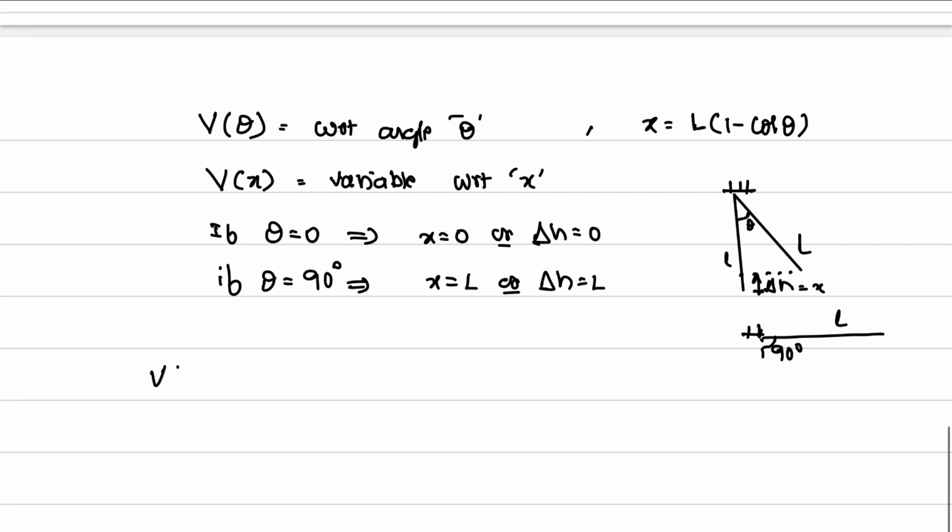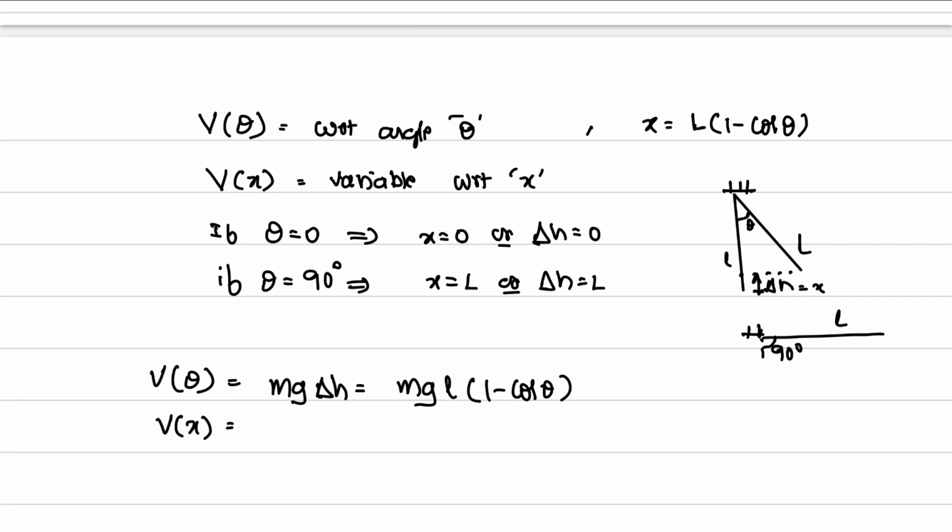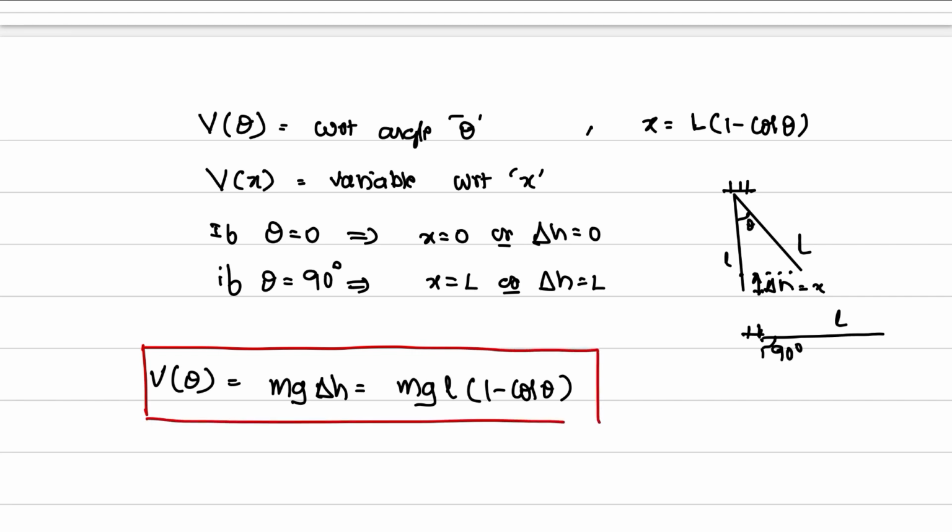That means potential can be varying with respect to angle, V theta or Vx. Either way, we can write V theta, potential, is equal to mg into delta h, is equal to mg L into 1 minus cos theta. Do you agree to it? Please remember this equation, very important for simple pendulum. I am only talking about the simple pendulum now, not beyond that.